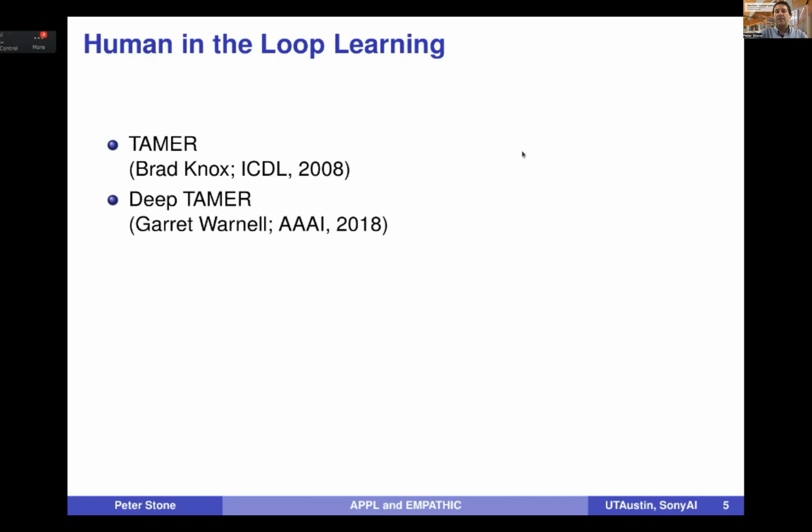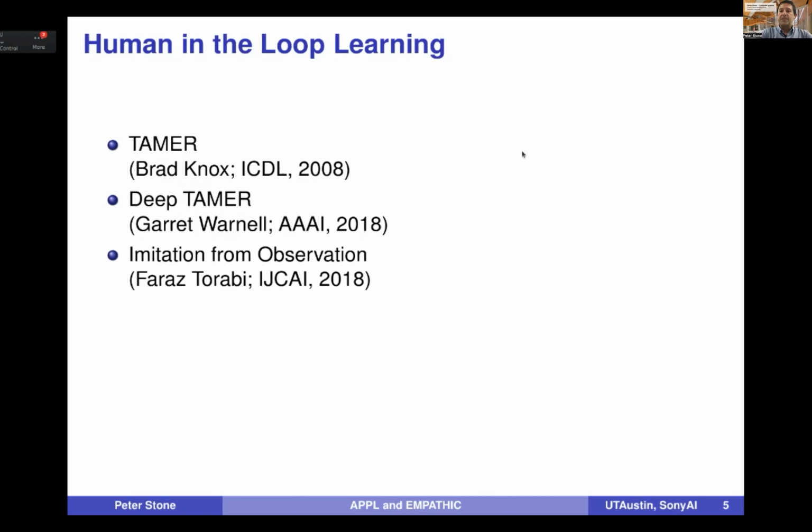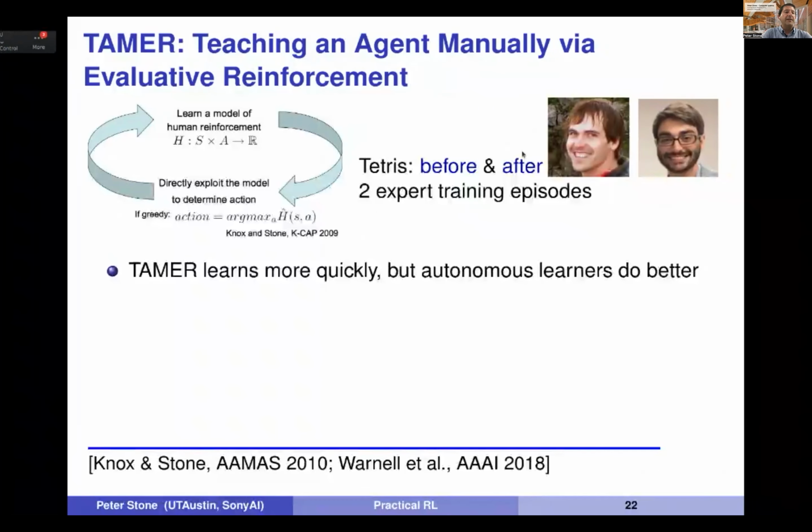This was first done in the Tetris setting, and I'll show you an example of that. It was extended to learning from pixels about a decade later. And then we've also done some work on a related modality of human-in-the-loop learning, imitation from observation, where the task specification is just get as close as possible to the task that you're observing a person do. This was the PhD thesis of Faraz Torabi more than 5 years ago now.